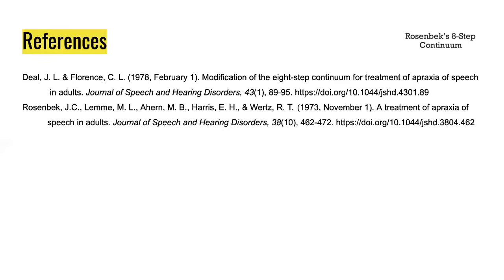Additionally, Deal and Florence offer an alternative to percent correctness by using a cumulative 80% correctness, regardless of the number of trials. In the original case study with Rosenbek and colleagues, they had 20 trials, and if the client didn't achieve 80% accuracy, then the 20 trials were repeated until the client reached 80% accuracy. Deal and Florence, however, believe that by doing it that way, too many trials would need to occur to achieve 80% correctness. So instead, they said to add up all of the trials, and once you reach 80%, then you can go on to the next step.